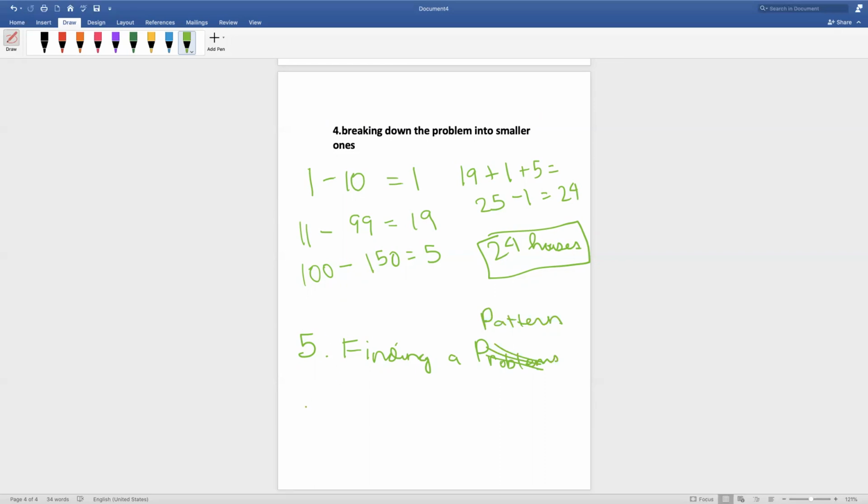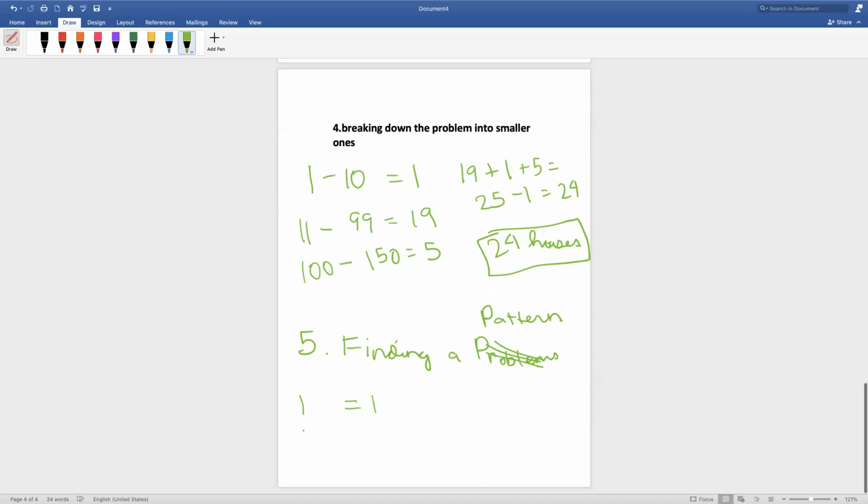So let's see. 1 is the first number, right? And the sum is 1. And then after that, it's 1 plus 3. The sum is 4. Then the sum of 1 plus 3 plus 5 equals 9. Are you seeing a pattern here? I am. They're the perfect squares. So let's see if the pattern continues on. So 1 plus 3 plus 5 plus 7 is equal to 16. Yeah, the pattern is continuing.